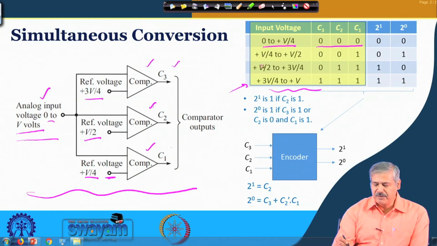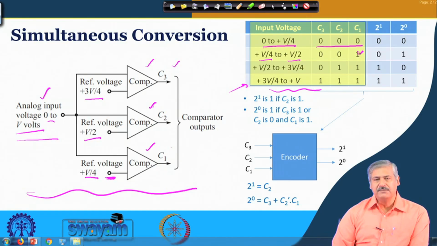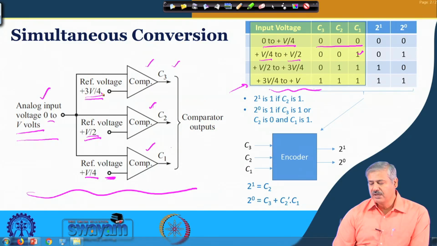Now, when the input is from plus V by 4 to plus V by 2, for this particular comparator it is above the threshold. Is it clear? So, this comparator will give you an output 1, C1 will be 1. For the rest of the cases, it is below threshold. This threshold is V by 2, and the input is less than V by 2. And this is 3V by 4, and it is also less than 3V by 4.